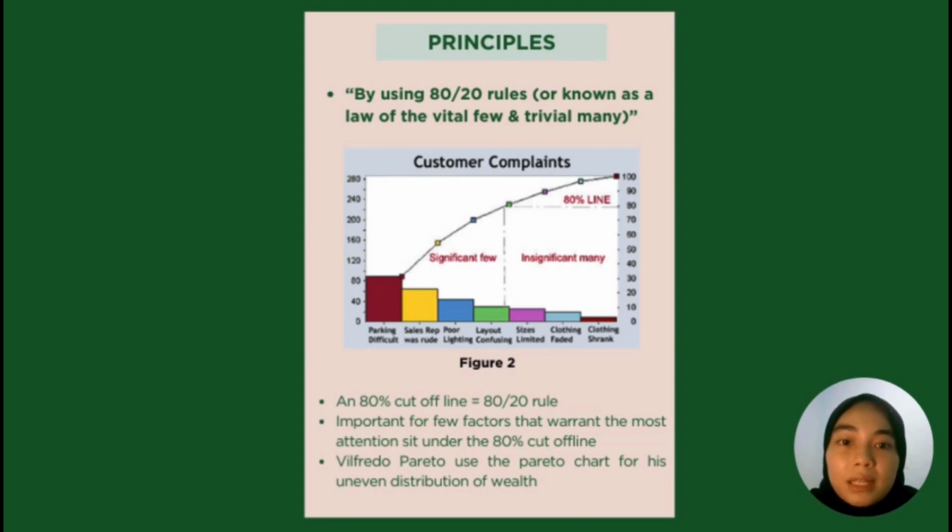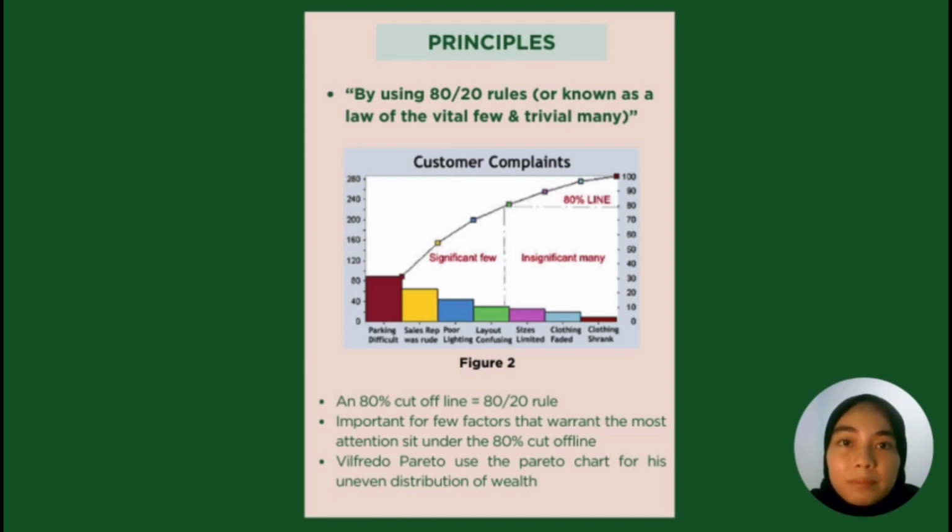This principle is named after Vilfredo Pareto, who used this Pareto chart for his study of uneven distribution of wealth, where he observed that only 20% of the peapods in his garden contained 80% of the peas.